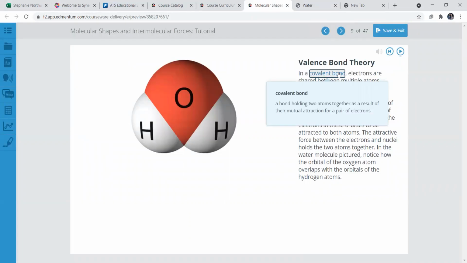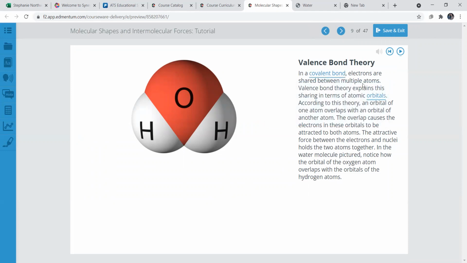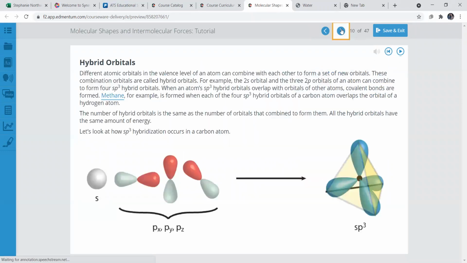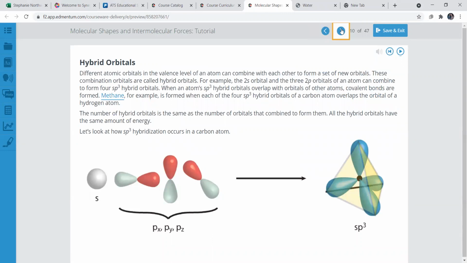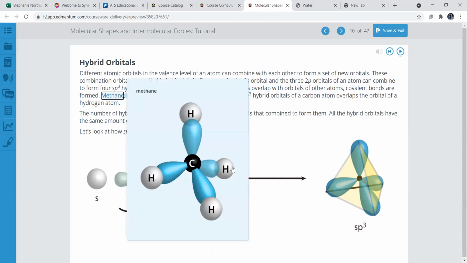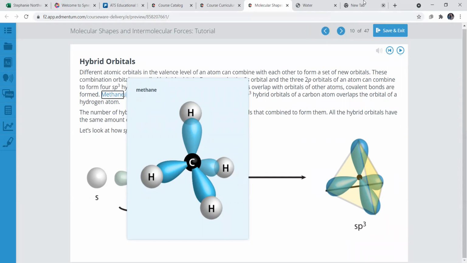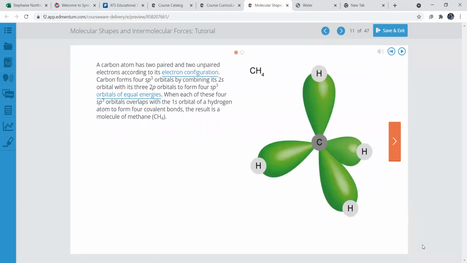A covalent bond is a bond holding two atoms together as a result of their mutual attraction for a pair of electrons. Pretty interesting. All right, so orbitals: a region of space around an atomic nucleus in which an electron is likely to be found. Now here we have the hybrid orbitals, and just a couple examples. Here's methane, for an example, here's what it looks like. These are the atomic structures, what the molecules or elements look like bonded together. That's kind of all this shows.